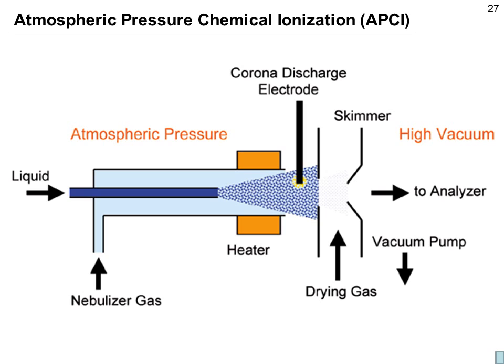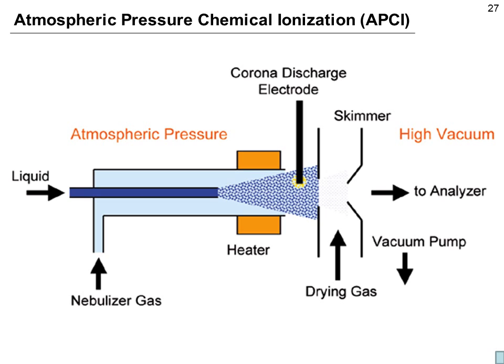Let's finish this section on ionization techniques with atmospheric pressure chemical ionization, or APCI. It's again a method to ionize molecules from the liquid phase. It can thus be very nicely coupled to liquid chromatography. For molecules that do not ionize easily with electrospray, it is possible to support this process with a corona discharge electrode, which is placed behind the capillary.